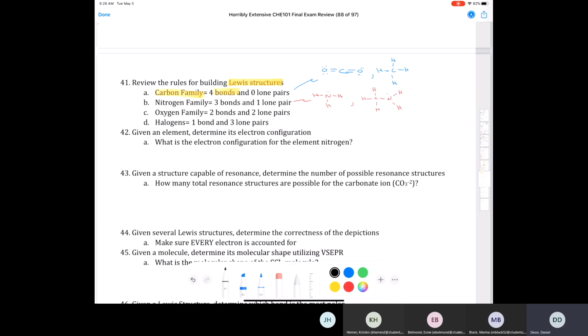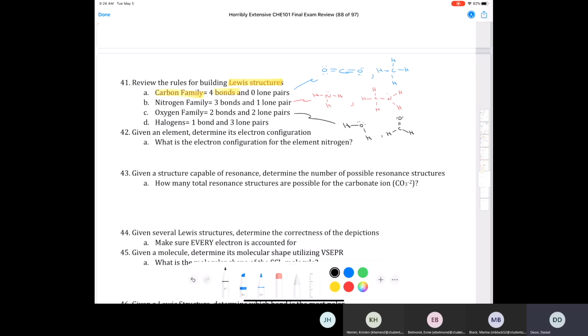Water, hopefully you've all figured that out by now. The oxygen always has 2 bonds and 2 lone pairs, right? Whether it's in a Lewis structure like this, or even if it's got a double bond, you see this oxygen atom still has the 2 bonds and the 2 lone pairs.